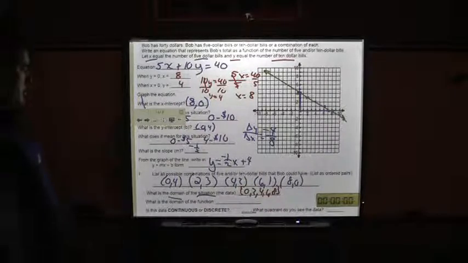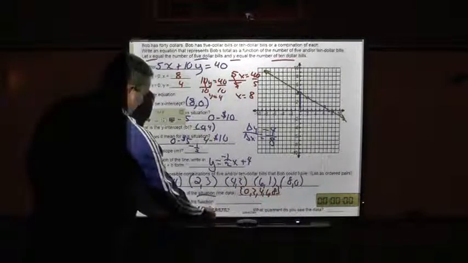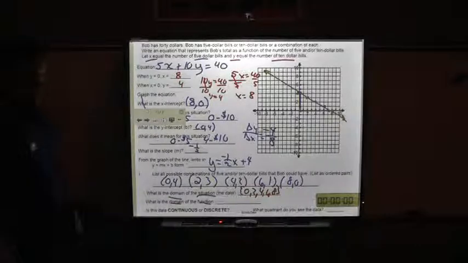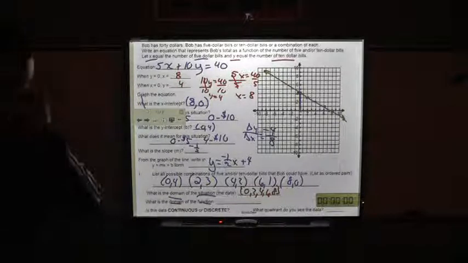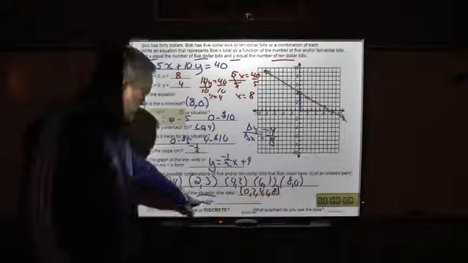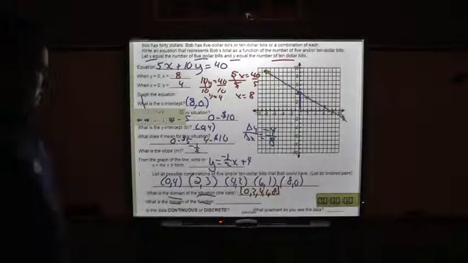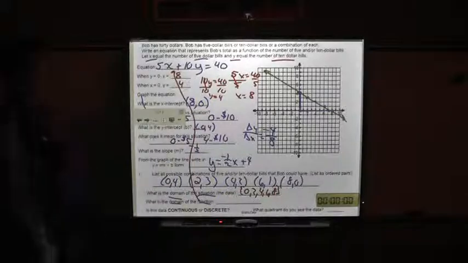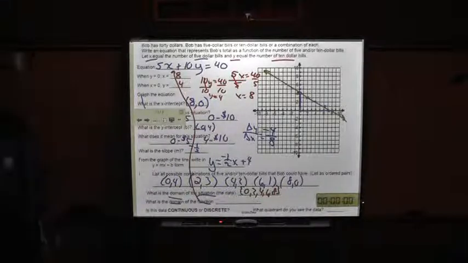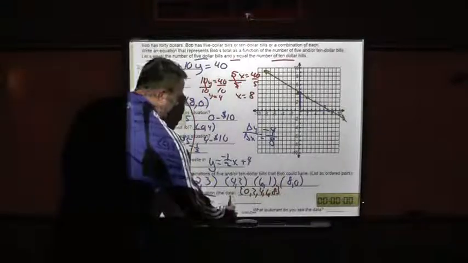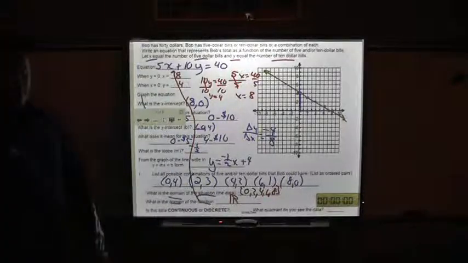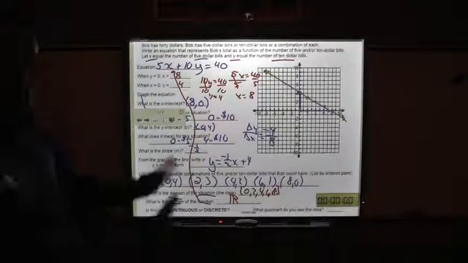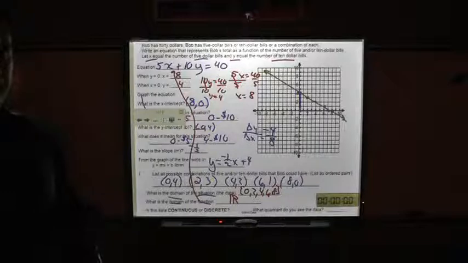Now, the next question says, what is the domain for the function? This is where a lot of people get confused. Remember, situation and function are two totally different things. If I'm talking about the function, I don't care about the situation. So this is when we talked about using all real numbers. All real numbers, so every number on there is going to matter.